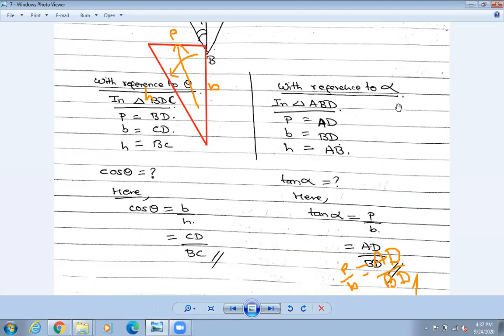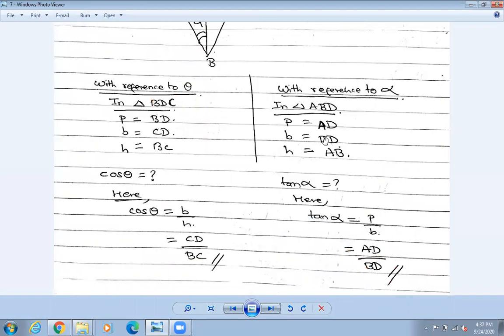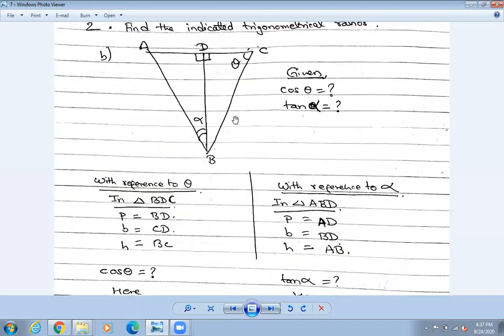So first of all, you need to separate the triangle. There are two triangles. The opposite line of the reference angle we call perpendicular. In this triangle too, the opposite line of the reference we call perpendicular. 90 is there. Opposite of 90 is called hypotenuse. So for this triangle, the opposite of 90 is called hypotenuse.